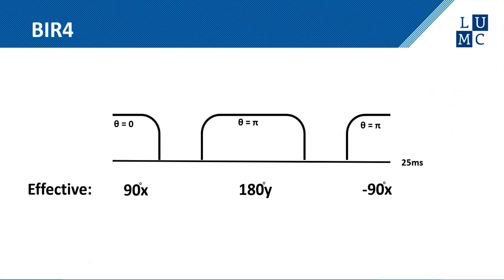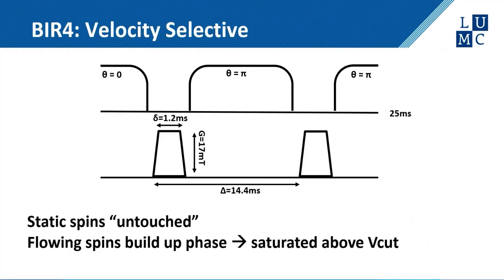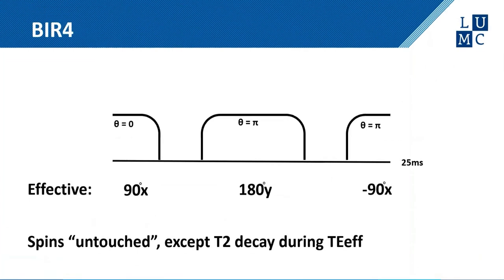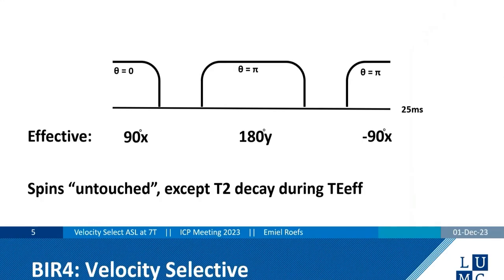Come to the BR4 module. So a quick explanation of what the BR4 module is. It consists of 4 modules, well, the middle one consists of 2. So it's first a 90-degree flip angle around the x-axis, then a 180-degree about the y-axis to refocus, and a minus 90-degree flip angle to flip everything back to the longitudinal plane. So effectively, the static spins are untouched, in this case, except some T2 decay.